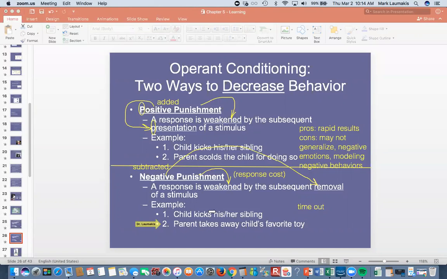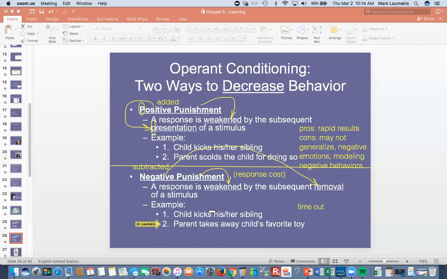Obviously, for parents, what you take away, what you subtract out, what you remove should be a prized object or activity. It should not be your love, right? You can't say to your child, because you kicked your sibling, I'm taking away my love for you. I mean, I guess you could if you want to create a mass murderer, if that was your goal. But certainly if you want good outcomes in your kids, that's probably not the way to go. All right? Questions about the two forms of punishment?